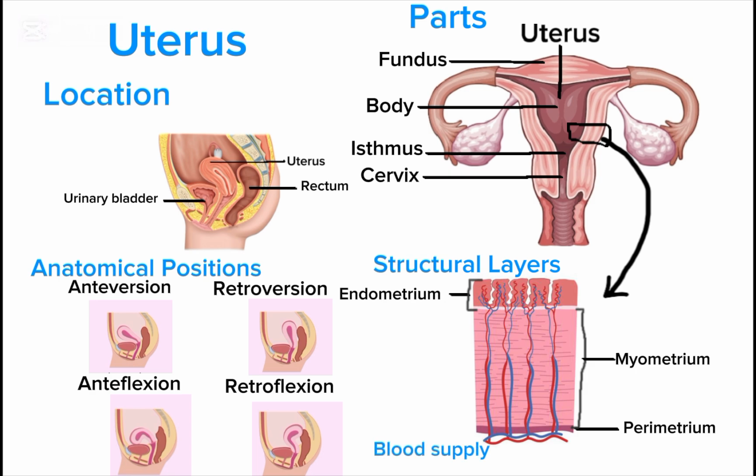Blood supply to the uterus is by uterine artery, and venous drainage is by uterine venous plexus that drain into the internal iliac vein.